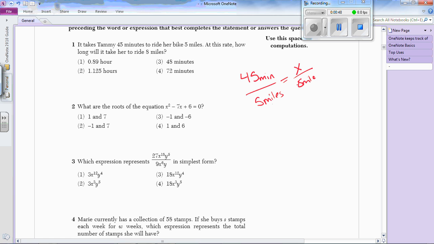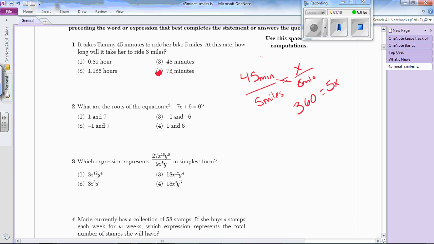And if you just cross multiply, 45 times 8 is, what's that, 360? 360 equals 5X. And 360 divided by 5 should be 72. It is, and the answer is 72.